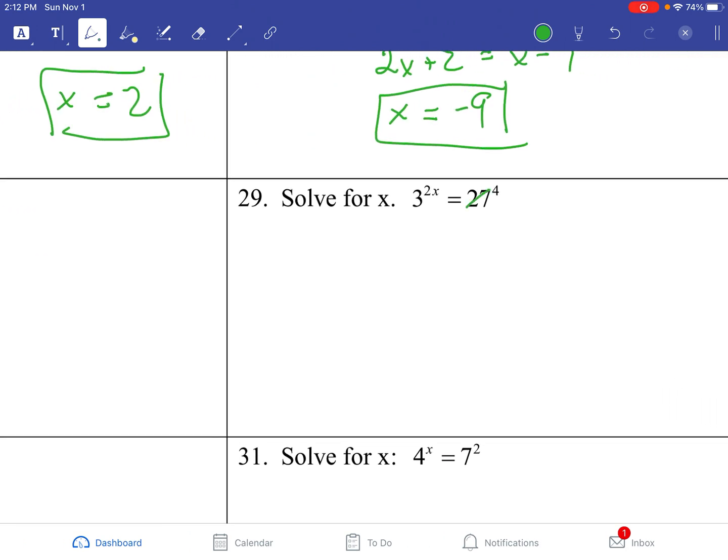All right, 27 can be changed bases by doing 3 to the third raised to the 4th power. When you multiply the exponents, you'll get 2x equals 12 because the bases will go away, and x will equal 6.